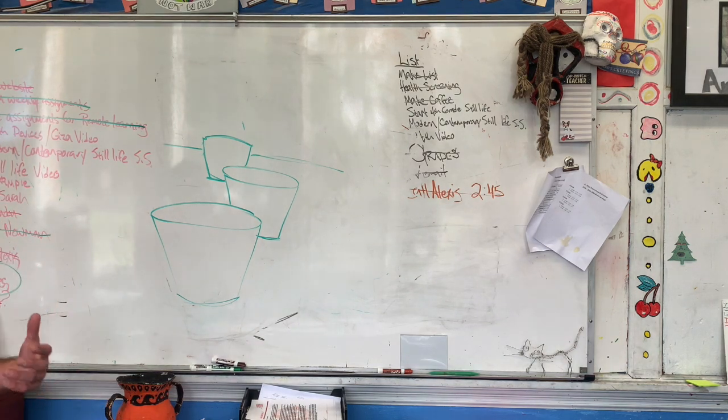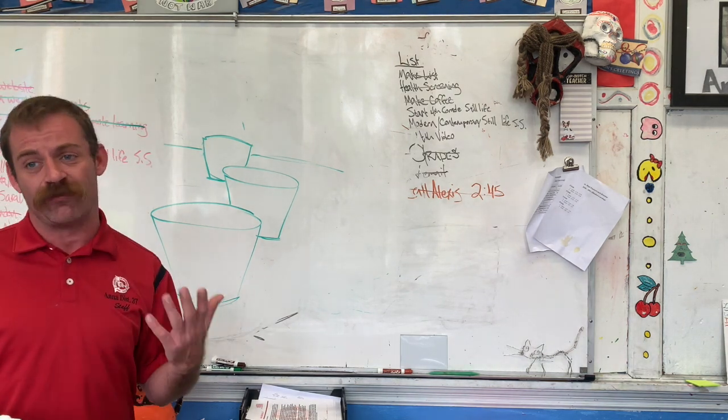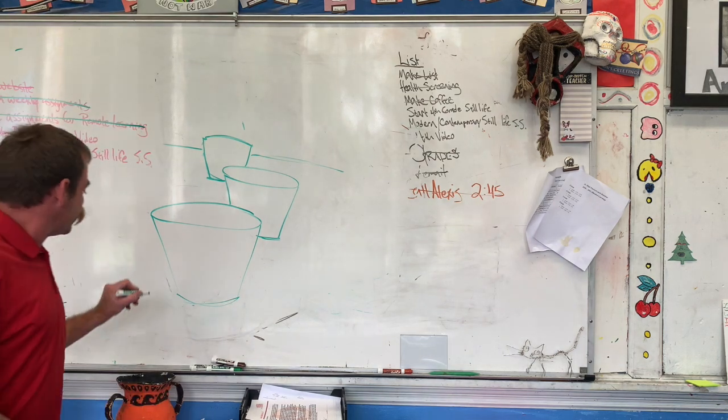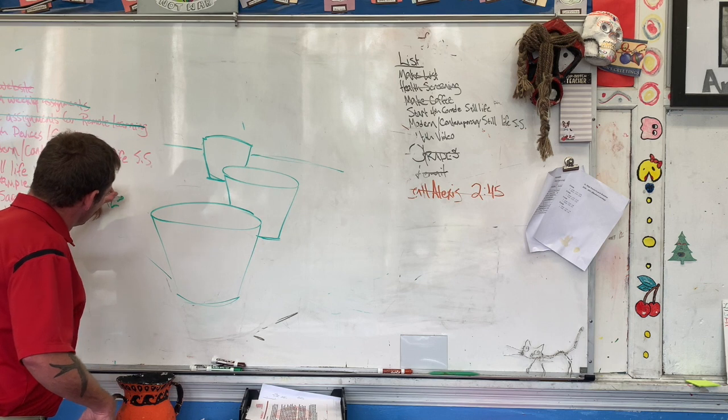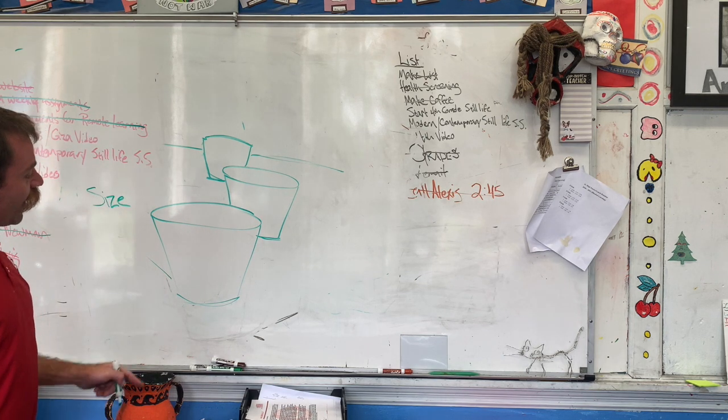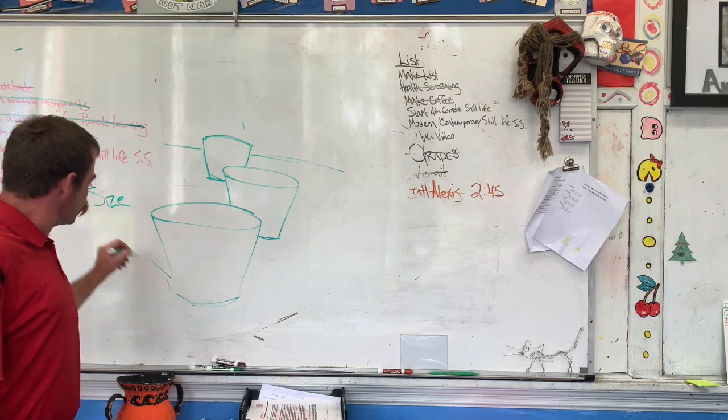But what 3 things did I do to make them look closer? I did 3 things. This cup is bigger, so the size. The bigger you draw stuff, the closer it looks. I also drew it closer to the bottom of the page. It's placement.